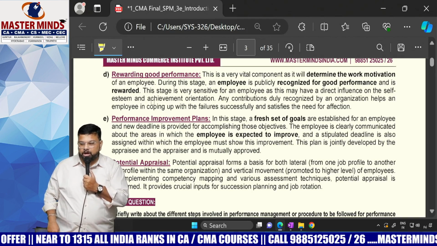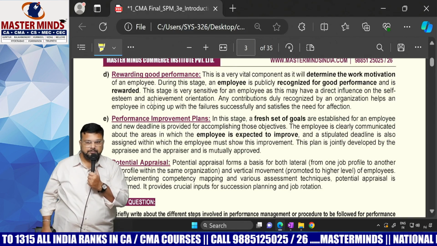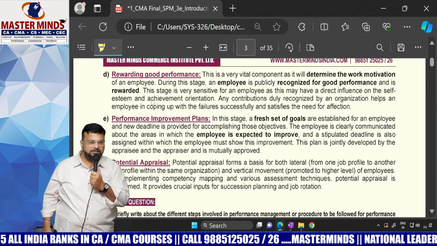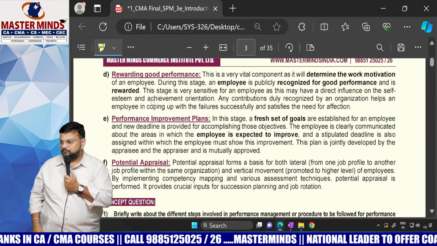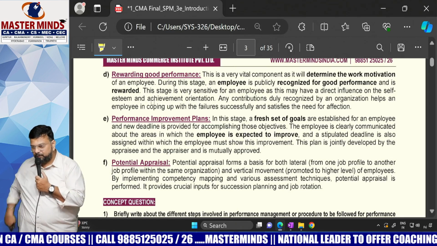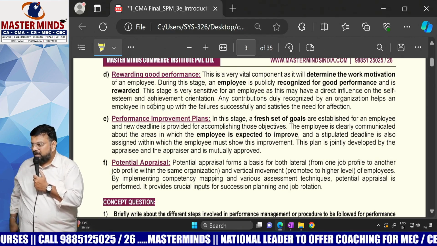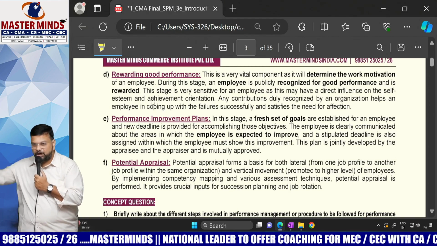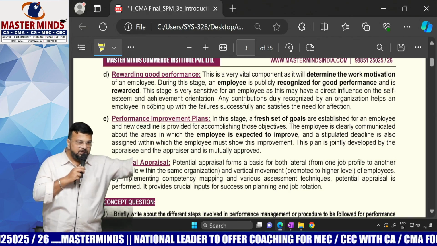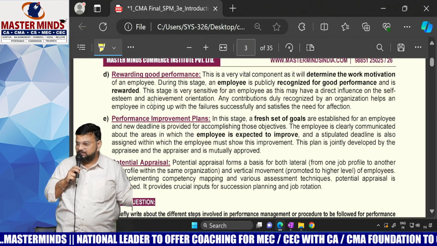But a cost accountant will be reporting to CFO. CFO stands for Chief Financial Officer. I will be reporting to CFO, and I am responsible for my subordinate. This is vertical. A cost accountant may be interacting with financial accountant, may be interacting with stock auditor. That is lateral.